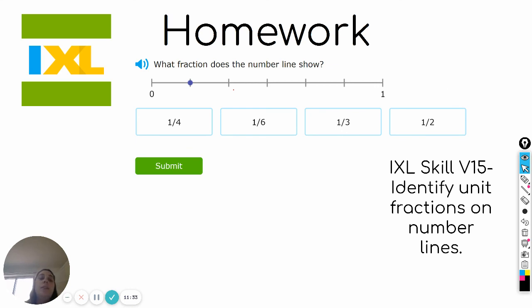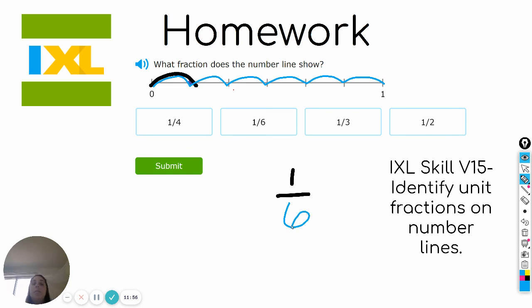So you can see that it takes 1 jump to get to the dot. So we know the top number is going to be 1. And 1, 2, 3, 4, 5, 6. Takes 6 jumps to get to the 1. So we know our denominator is 6 because the number line's broken into 6 pieces. So this number line shows the fraction 1/6. So we would just click on the 1/6 and submit. Go ahead and begin.